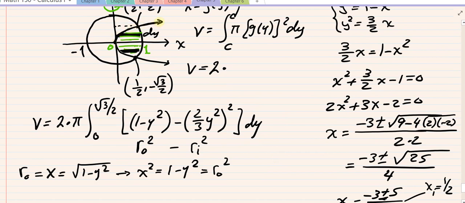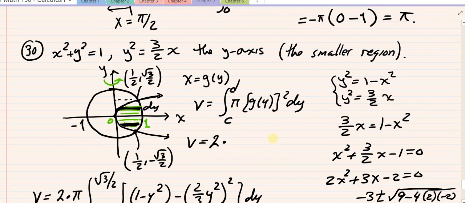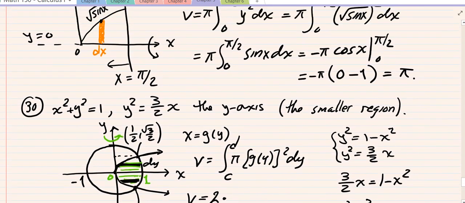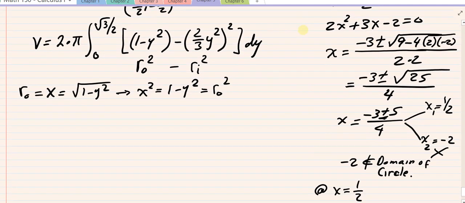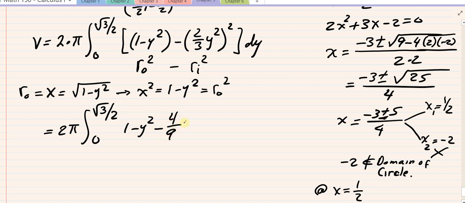The parabola had the equation y squared equals 3/2 x, right? Multiply both sides by 2/3, you get x equals 2/3 y squared. And that one gets squared: 2/3 y squared, squared. That looks right. This equals 2 pi, integral from 0 to root 3 over 2, of 1 minus y squared, we're going to keep that negative, 2/3 squared is going to be 4/9 y to the 4th, and then dy.